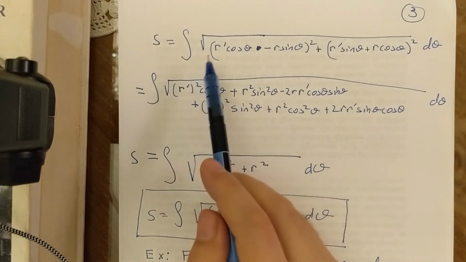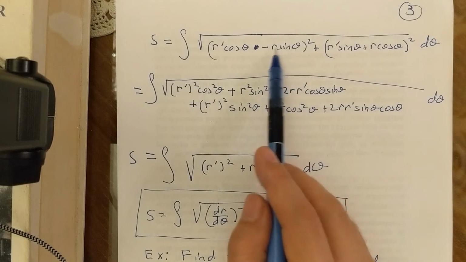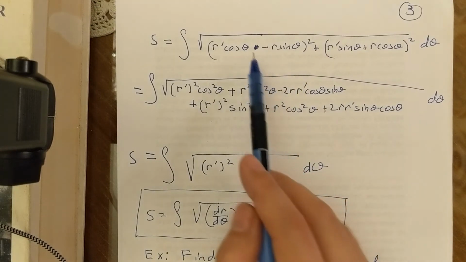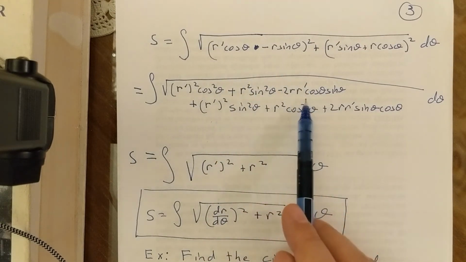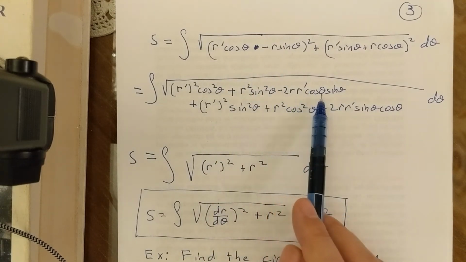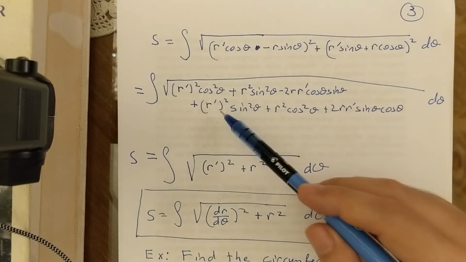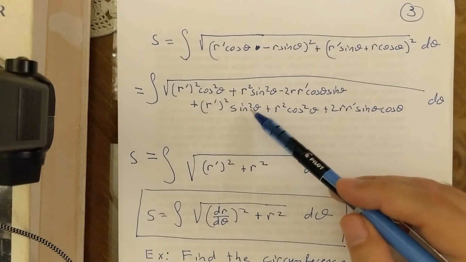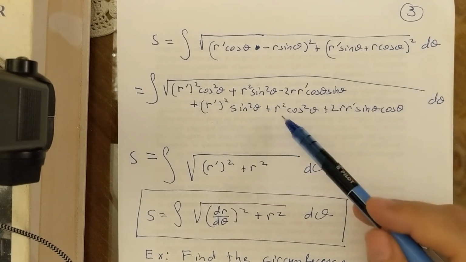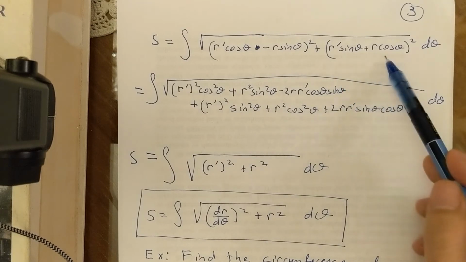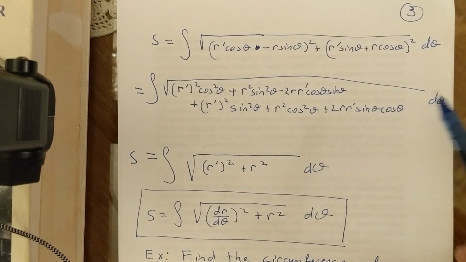Once you square this, what are you going to get? You're going to get r prime squared cosine squared θ, and from this term you're going to get r squared sine squared θ, and from the cross term you're going to get minus 2r prime cosine θ sine θ. Let's go over to this term. You're going to get r prime squared sine squared θ, and from this term, when you square it, you get r squared cosine squared θ, and from the cross term you get plus 2r prime sine θ cosine θ.